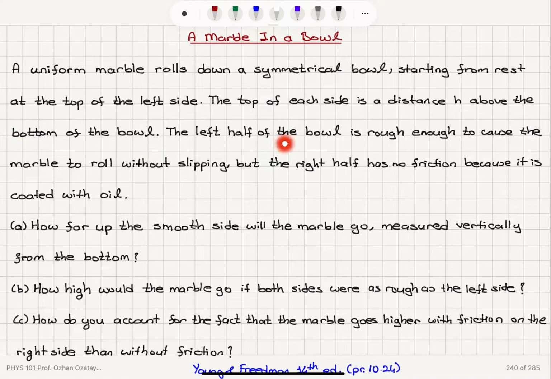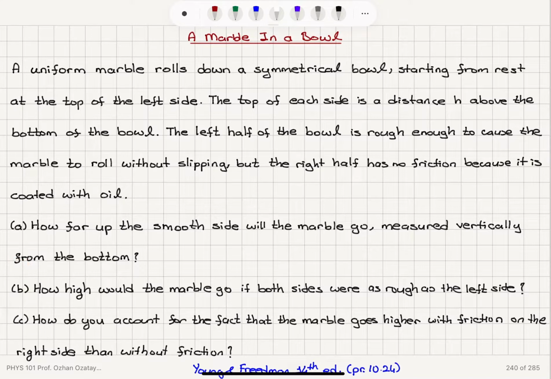The left half of the bowl is rough enough to cause the marble to roll without slipping, but the right half has no friction because it is coated with oil. Part A. How far up the smooth side will the marble go, measured vertically from the bottom?